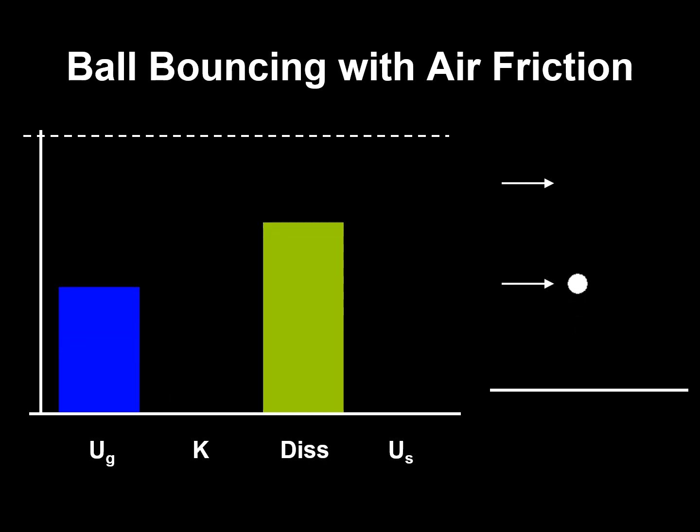All right, so these energy diagrams show what happens to the energy as it transfers back and forth, but the main idea is that energy is conserved because the amount of energy I start with is equal to the amount of energy that I end with.